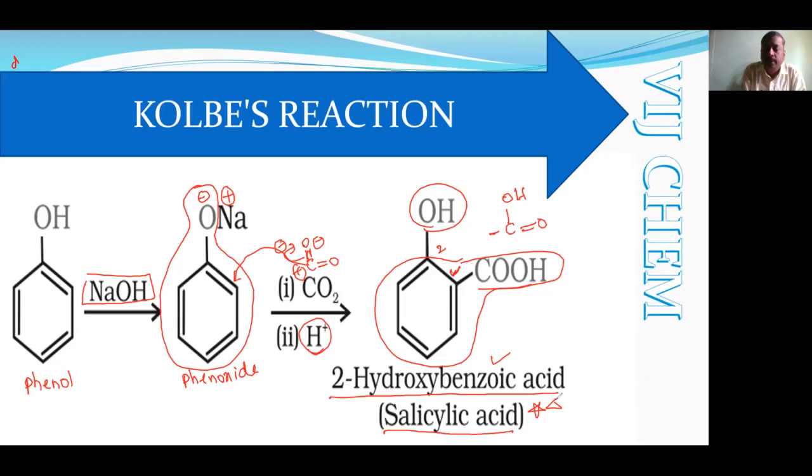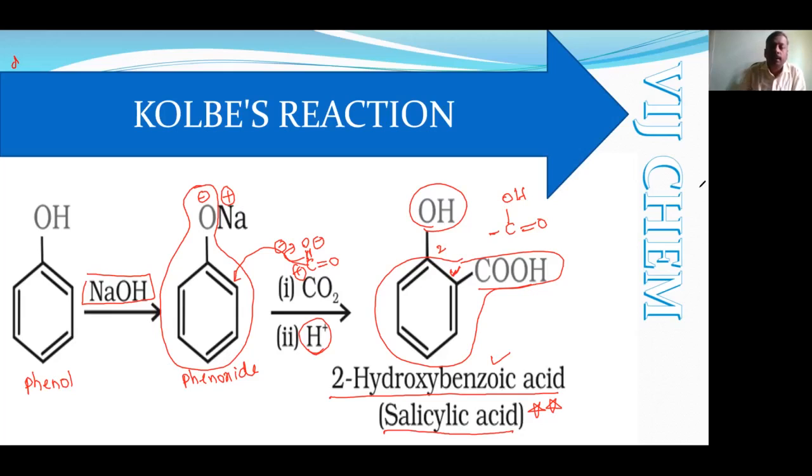Salicylic acid is very important. This is Kolb's reaction. If you have to write a short note, Kolb's reaction is the conversion of phenol into salicylic acid by using three reagents: NaOH, CO2 and H plus.